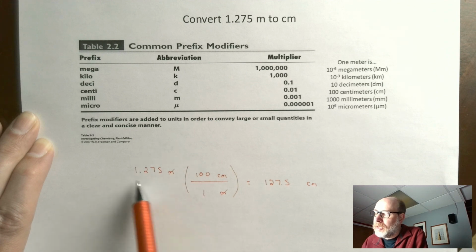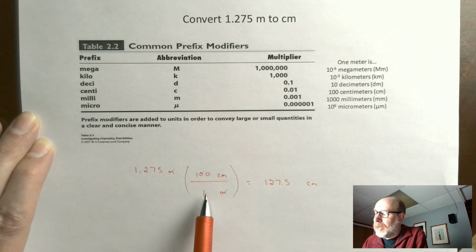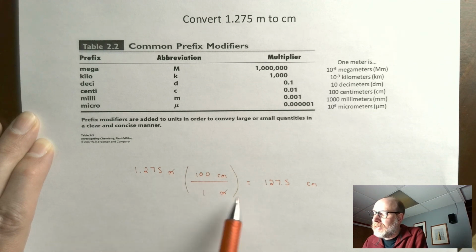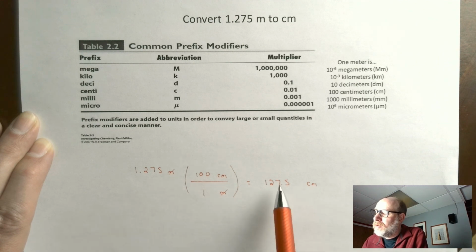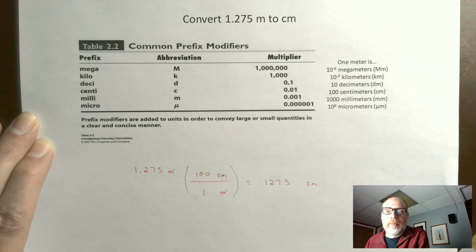So 1.275 times 100 divided by 1. I'm going to multiply everything across the numerators, across the top of the fractions, and multiply everything across the bottom of the fraction. So I'd get 127.5 over 1, which is the same as 127.5.